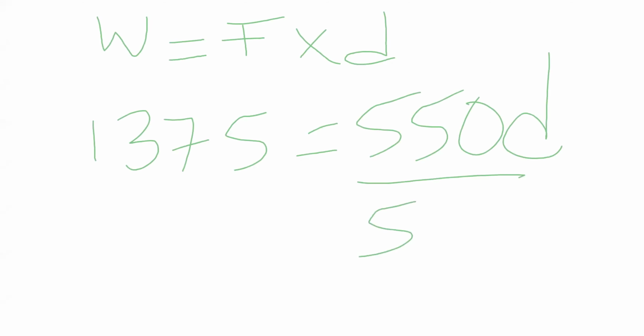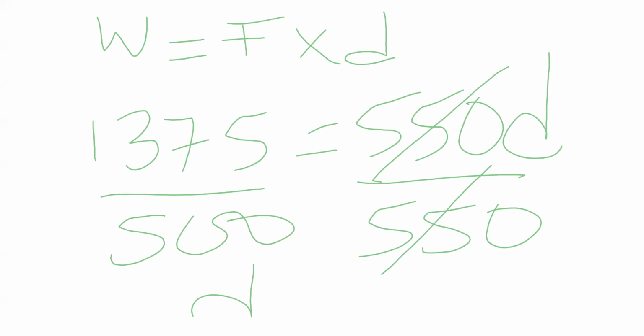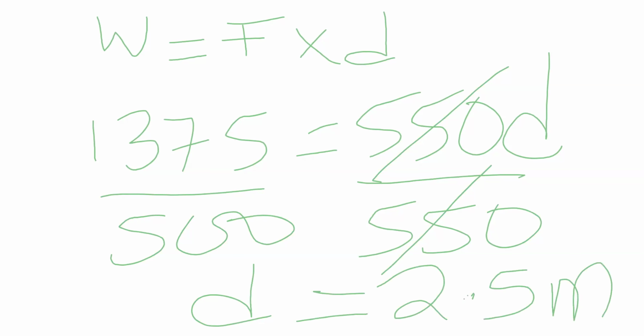So if we divide by 550 on both sides, then our distance D, if you have a calculator, will be 2.5, and it will be in meters. So that is what we are going to have. Hope we are all at par at that.